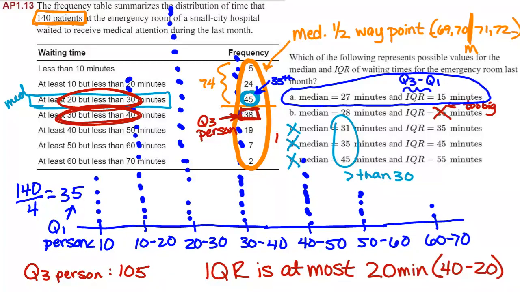If the Q3 person fell in the option that says at least 40 but less than 50, then I would have chosen B. Because that would have to be at least 20 apart, as much as 30 minutes apart. So the IQR would have to be somewhere in between 20 and 30.